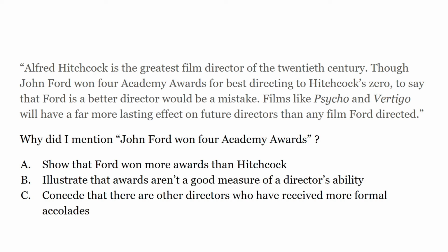So let's just imagine we're having a conversation and I'm trying to convince you that Alfred Hitchcock is the greatest film director of the 20th century. And so I say that. And then I go, though John Ford did win 4 Academy Awards for Best Directing to Hitchcock's 0, to say that Ford is a better director would be a mistake. Films like Psycho and Vertigo will have a far more lasting effect on future directors than any film Ford directed. So if I had said that to you, why would I have even bothered to include something like John Ford won 4 Academy Awards? Why did I tell you that?